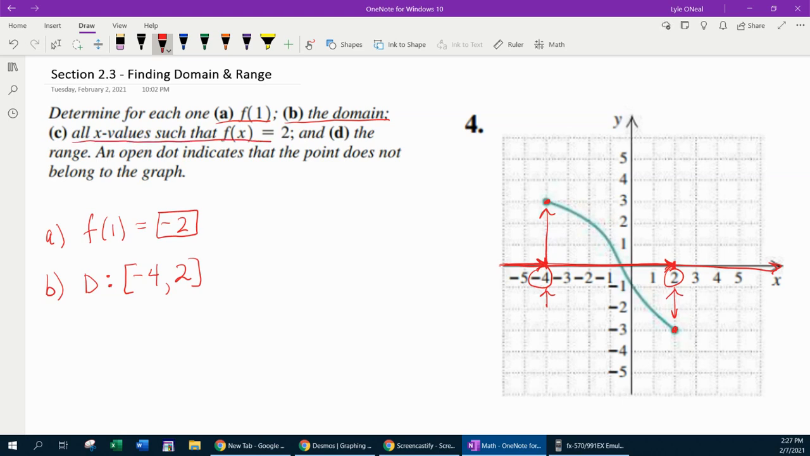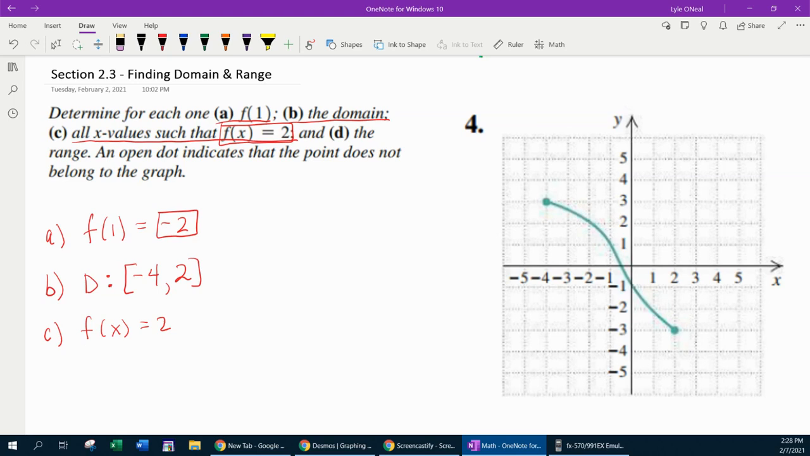Part C, all x values such that f of x is 2. Let's break that down. If f of x is 2, what they're really telling you is that y is 2. So again, this is a lot like part A, where I said that they give you the x and they want you to find the y. Part C is backwards, where they give you the y and they want you to find the x.